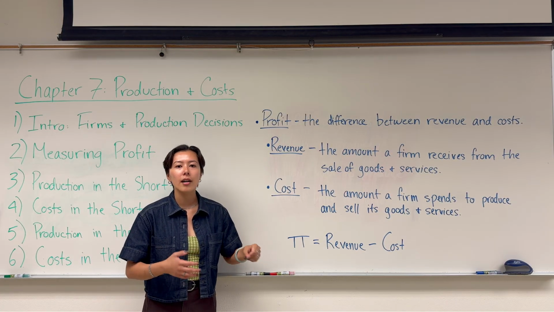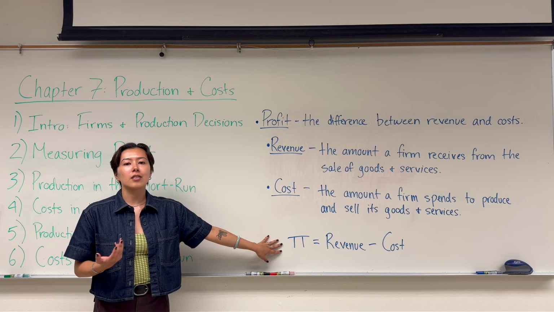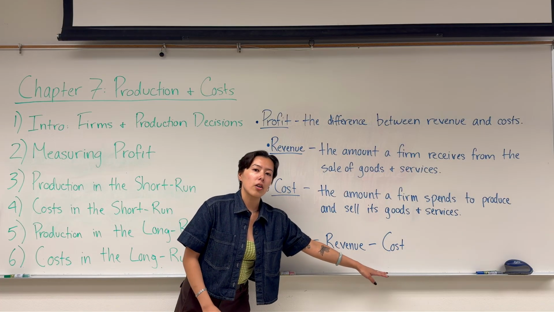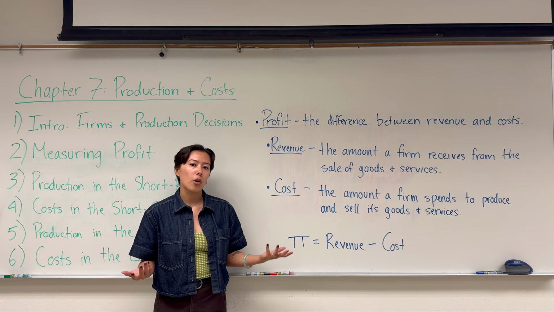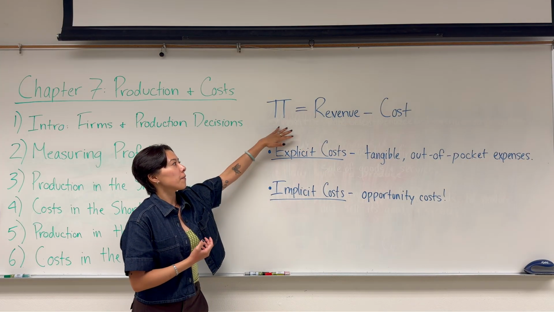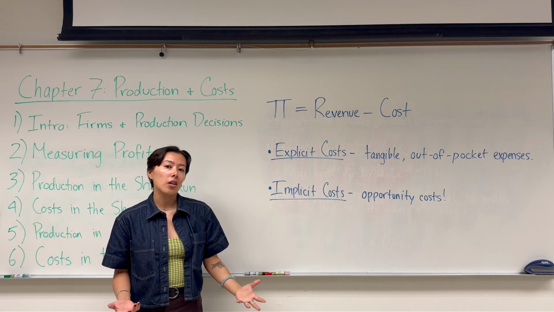So you'll see this a lot from here on out in the class, but our formula for calculating profit in its most basic form is we're just going to take revenue, subtract cost, and that's going to give us our profit. So in its most simple form, when we're trying to calculate profit for a firm, we're just going to take their revenue and subtract from that their cost.